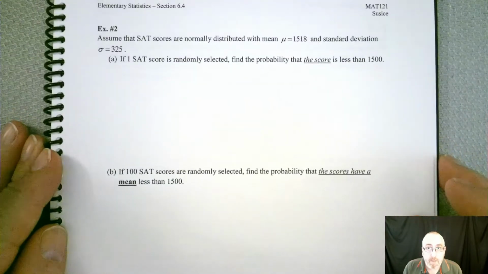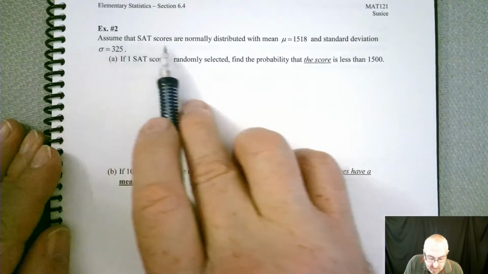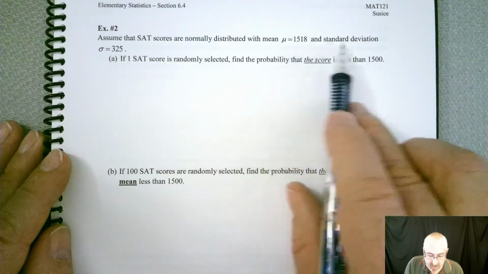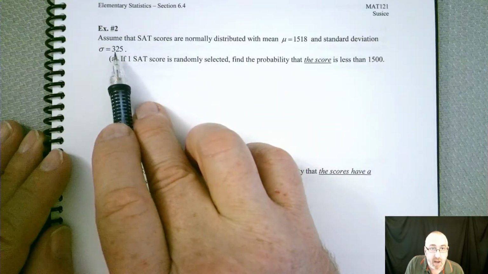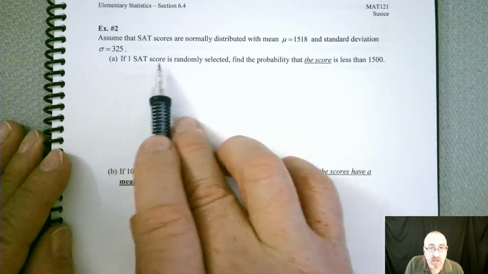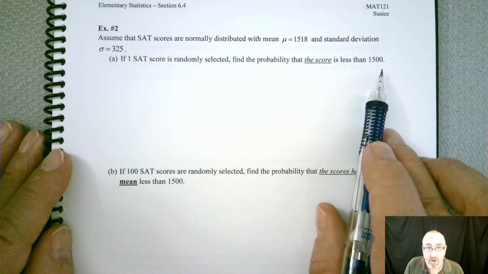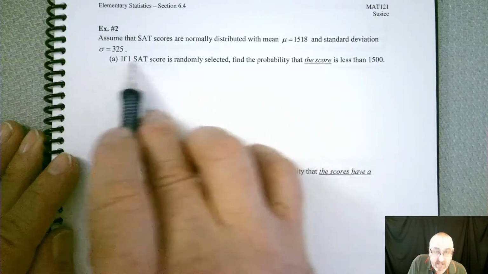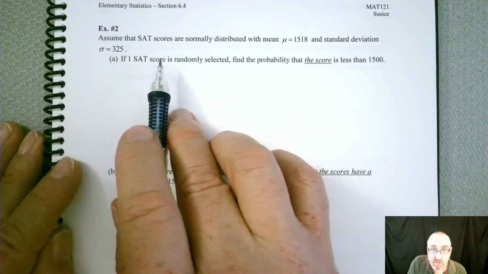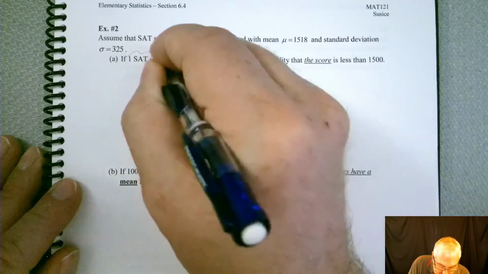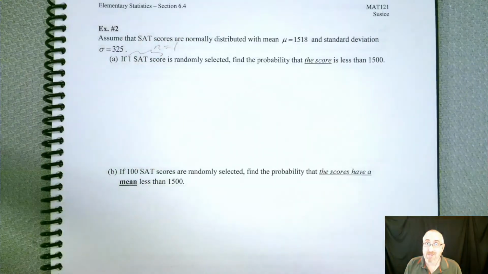So our first one says assume that SAT scores are normally distributed with a mean of mu equal to 1518 and a standard deviation of sigma equal to 325. If one SAT score is randomly selected, find the probability that the score is less than 1500. So one SAT score is randomly selected. What's the value of n? This tells us that n is equal to 1, so this is our individual case, the same as what we did back in 6.2.